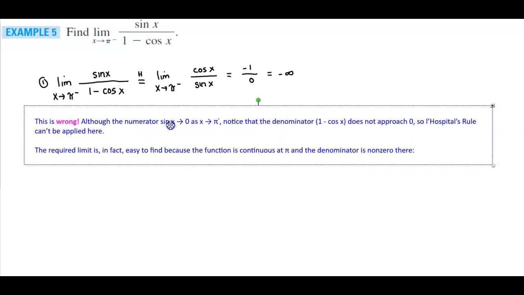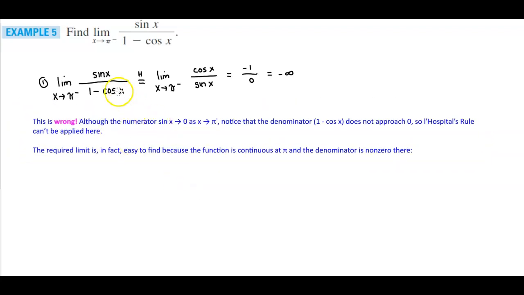So this is actually wrong, because although the numerator, the sine of x, approaches 0 as x approaches pi from the left, notice that the denominator 1 minus cosine of x does not approach 0. So L'Hopital's rule can't be applied here. The required limit, in fact, is easy to find because the function is continuous at pi and the denominator is non-zero there.